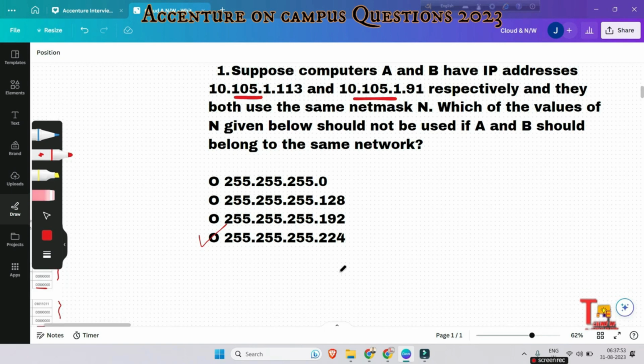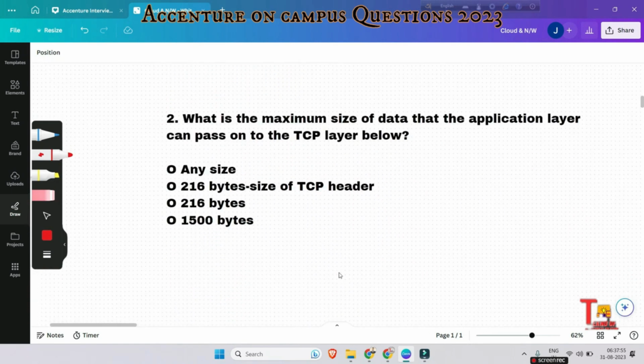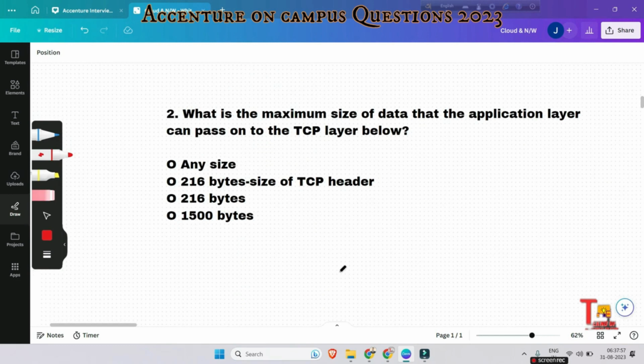The next question is: what is the maximum size of data that the application layer can pass on to the TCP layer below? The answer will be any size, because there is no limit defined by standards. The lower layers divide the data if needed.